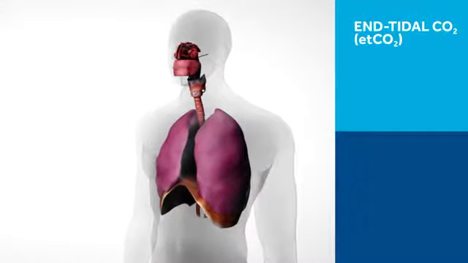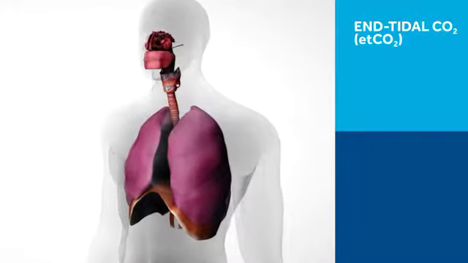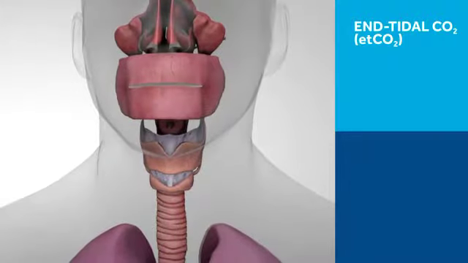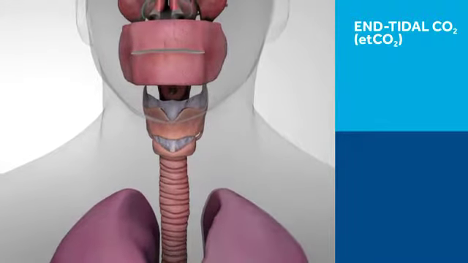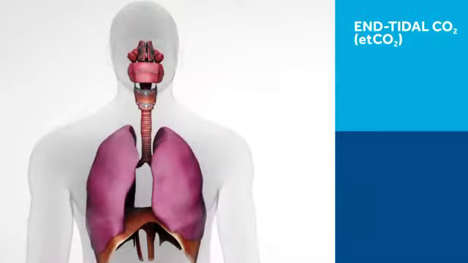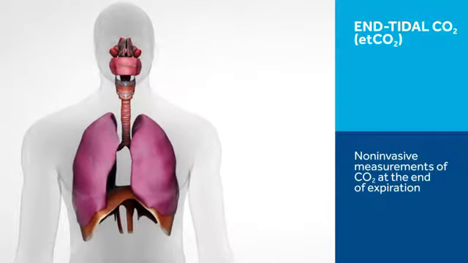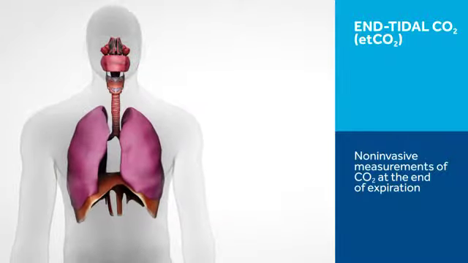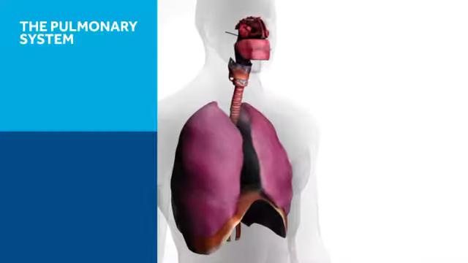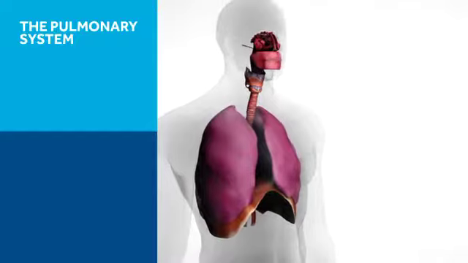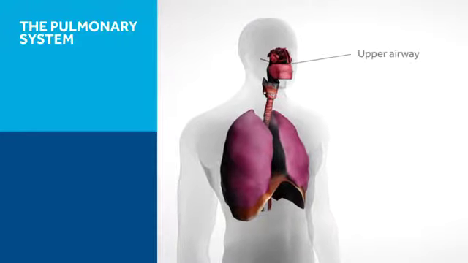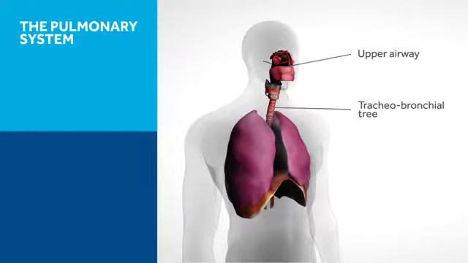Understanding the anatomy of the pulmonary system will help you to understand the measurement of CO2 over the respiration cycle. End-tidal CO2, or ET-CO2, is the non-invasive measurement of peak CO2 at the end of the tidal expiration. This is what capnography measures. Pulmonary anatomy can be broken down into three main parts: the upper airway, the tracheobronchial tree, and the lower airway.